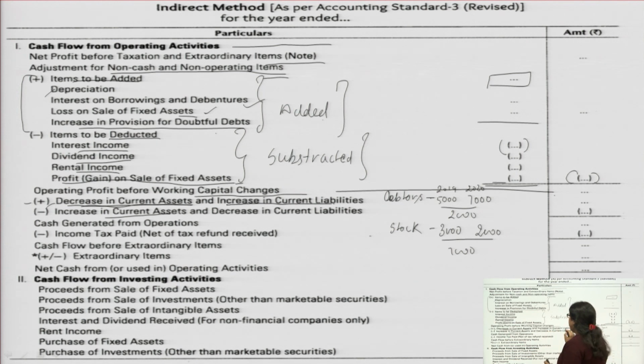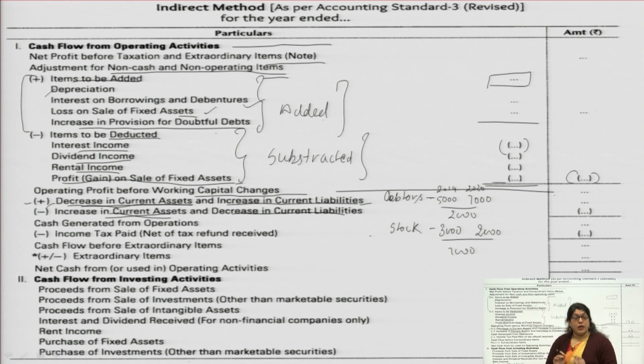And if there is any increase in current liability, suppose creditors were 10,000 last year and this year it is 20,000, then what will you do? You add this amount here. If there is any increase in current assets and decrease in current liabilities, then you will subtract it.